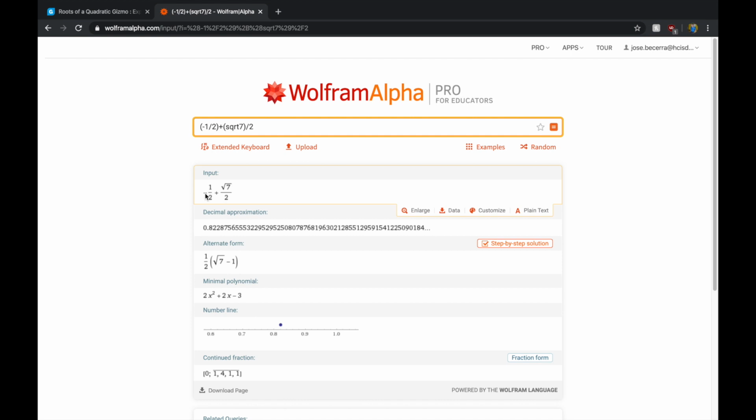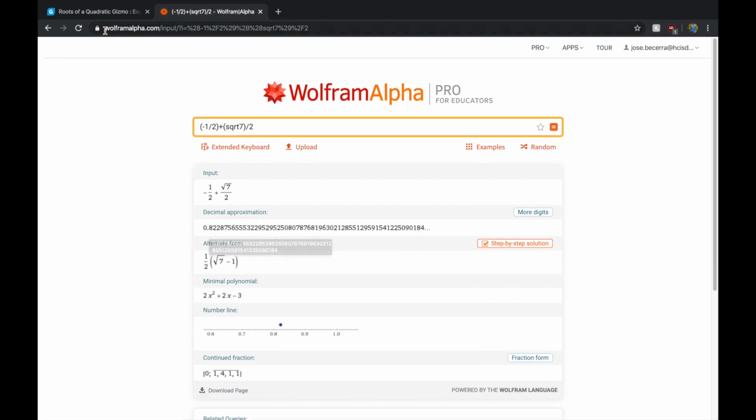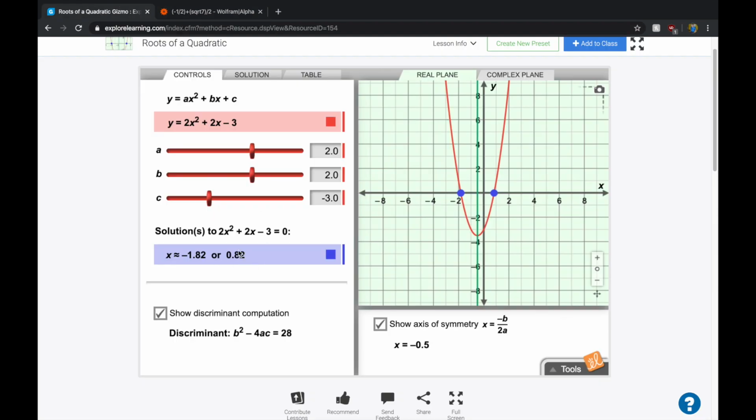Okay, so negative 1/2 plus the square root of 7 over 2, and the decimal approximation is 0.8228. So it's actually very close to what we got over here.